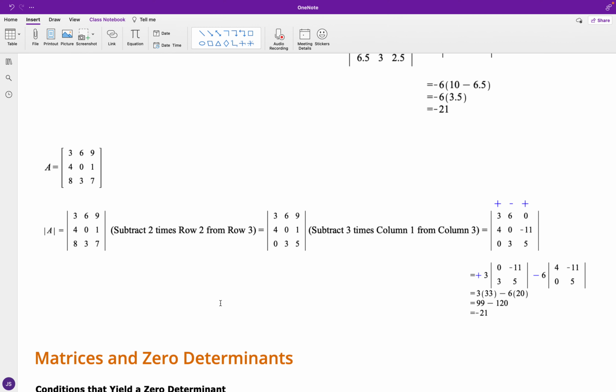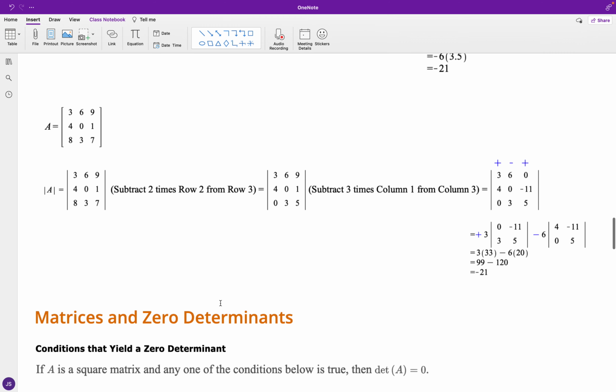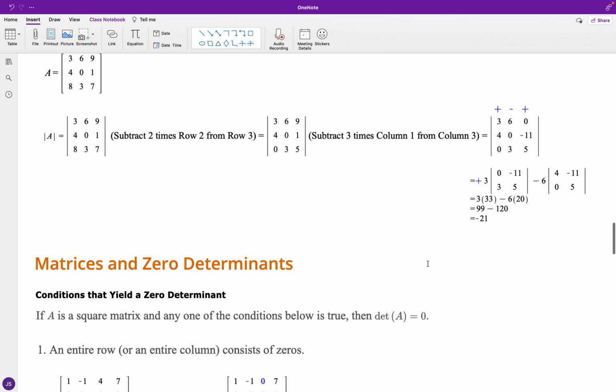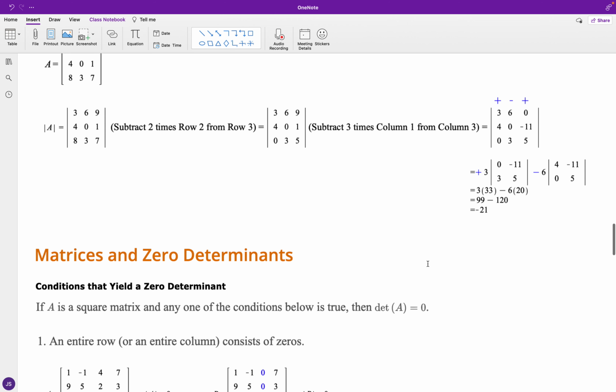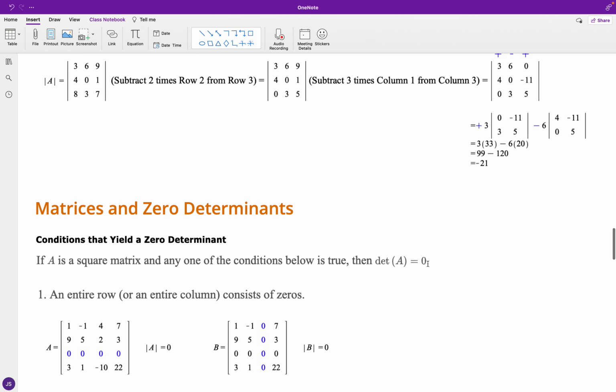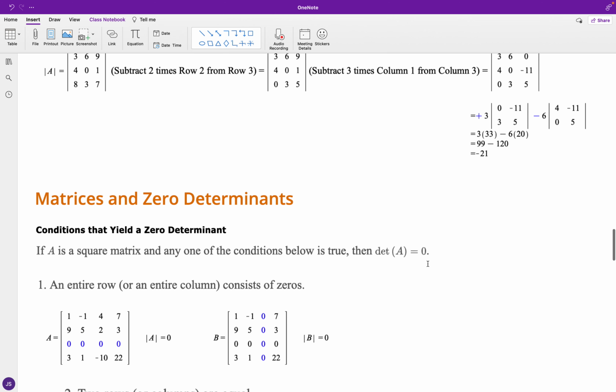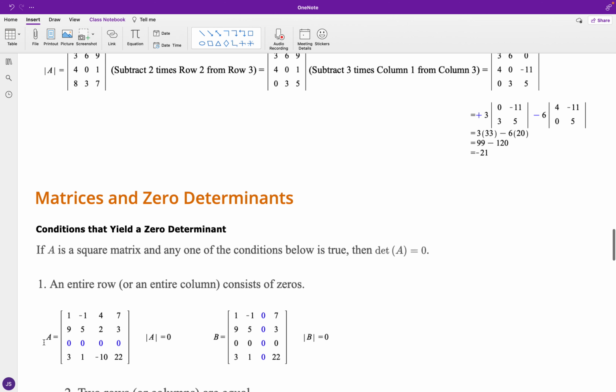Now, in the case of matrices and zero determinants, if A is a square matrix and any one of the conditions below is true, then the determinant of A is equal to 0. One of the conditions is if we have an entire row or an entire column consisting of zeros. So if we have a matrix A, and notice the third row consists entirely of zeros, that determinant is equal to 0.